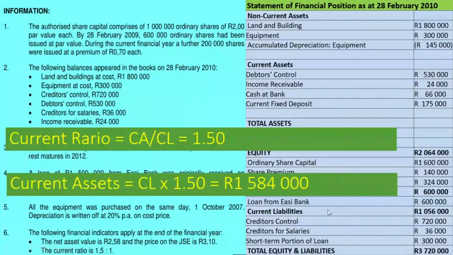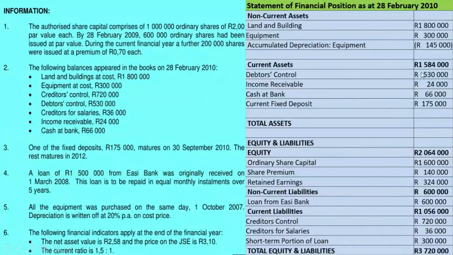If you'd like to confirm that, you can just plug in 1,584,000 rand here, and then divide that by the current liabilities of 1,056,000 rand. It will give you 1.5 is to 1. So now that we have the total current assets, let's put that in the total current assets. So that's 1,584,000 rand. Now again, we have the same situation as we did in equity. If you add all this up, it's too low. It does not equal 1,584,000 rand.